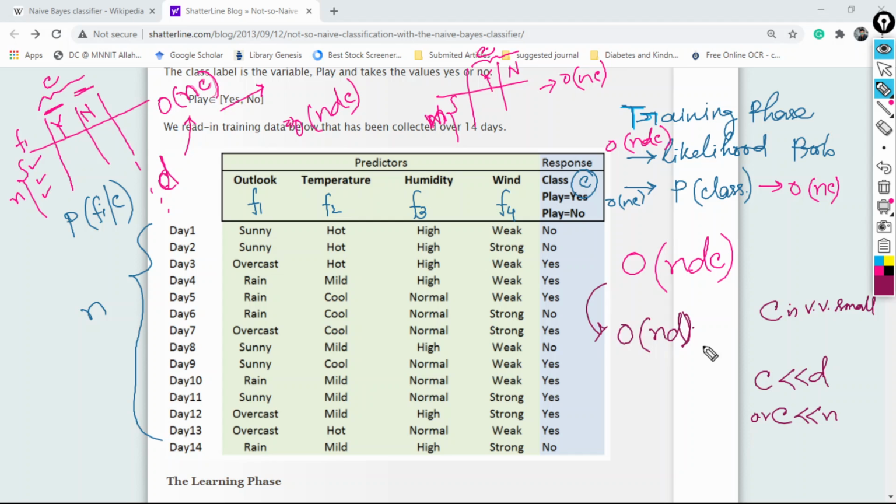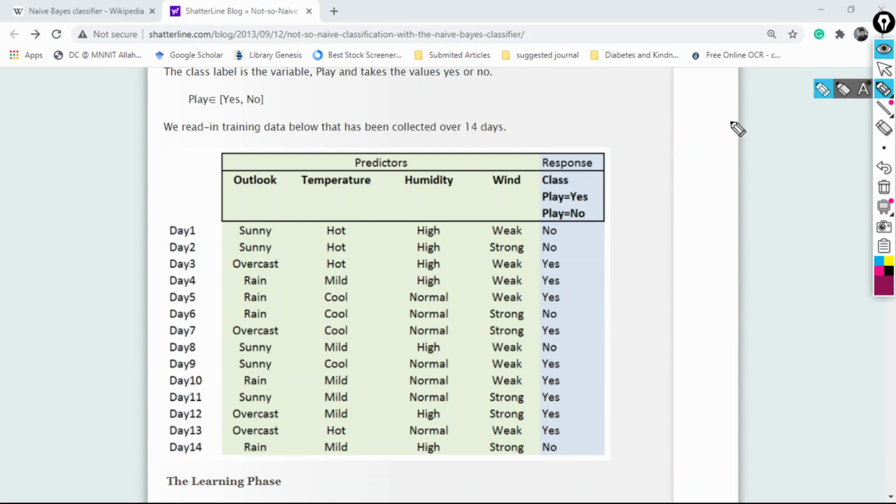So let's see how much training time complexity we required. Our training time complexity is order of nd. Okay, and now let's see what space complexity we have required.